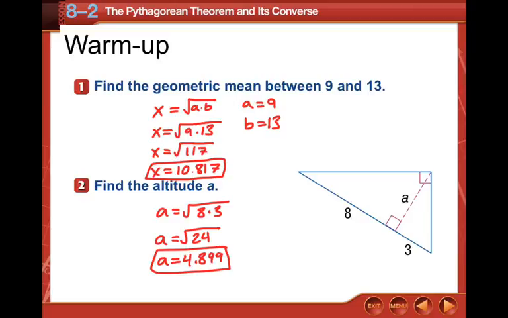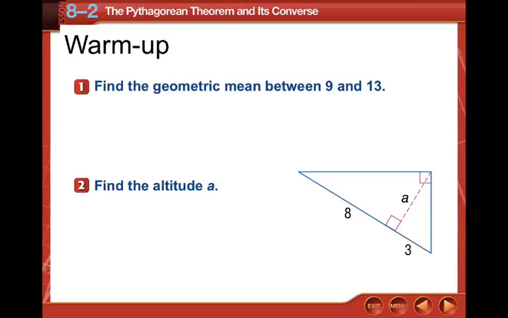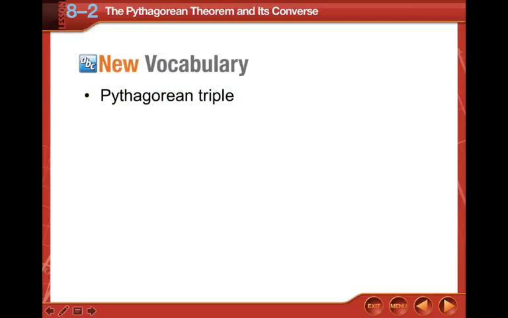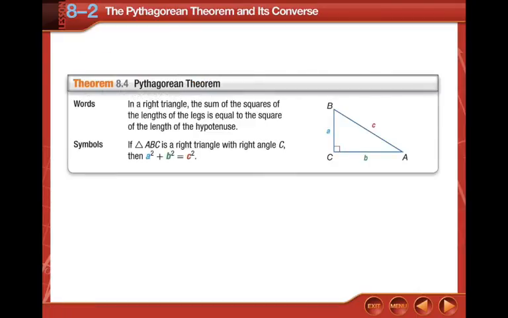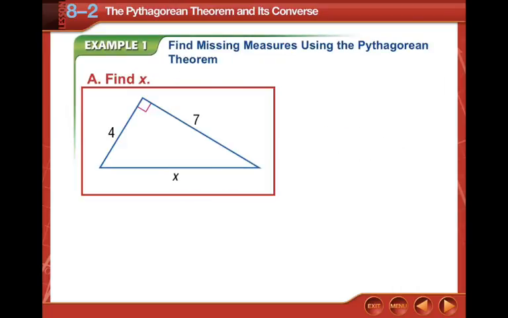All right, so let's move on to our notes. So our first thing here is just our vocab word for the day, which is Pythagorean triple. Pythagorean theorem, we already know it's a squared plus b squared equals c squared, and let's apply that to a couple problems. So first off, a and b are the legs of our triangle. C is our hypotenuse. So here, x is in the position of our hypotenuse, so that's what we're going to try to find.